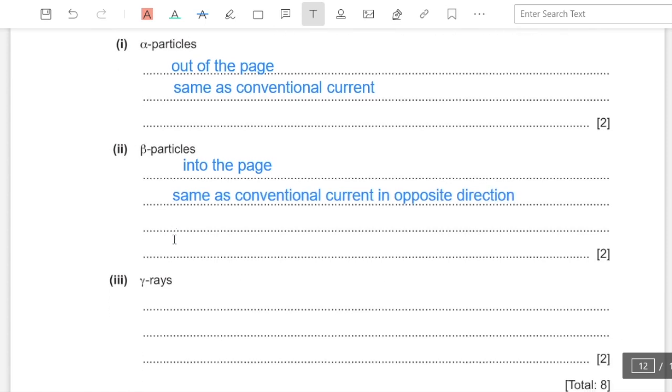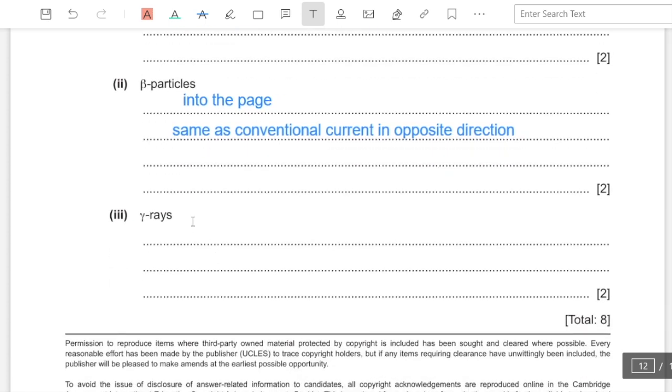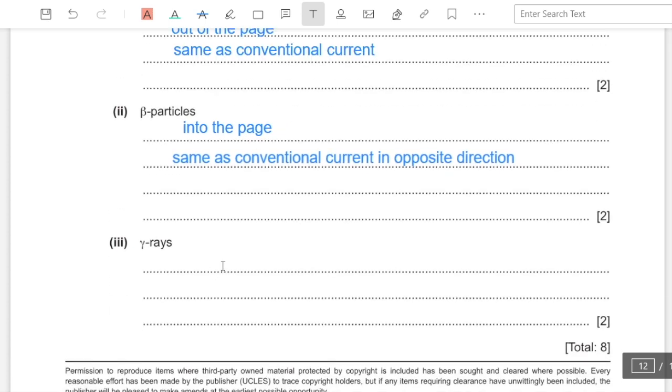Three, gamma rays. So gamma rays do not have any charge, which means they would not be affected by magnetic field. The path over here is it's going to go straight. And the reason is that it has no charge, which means no effect of magnetic field.